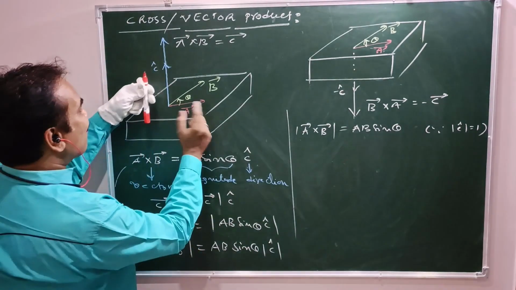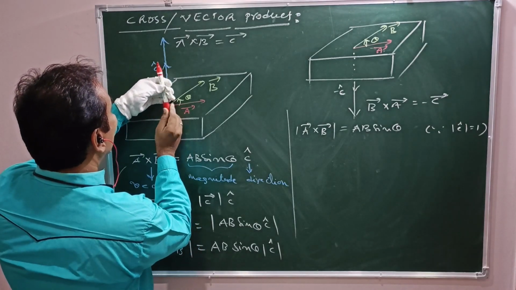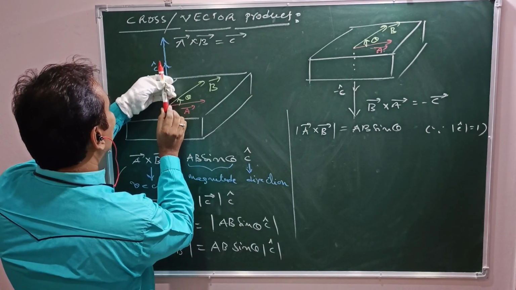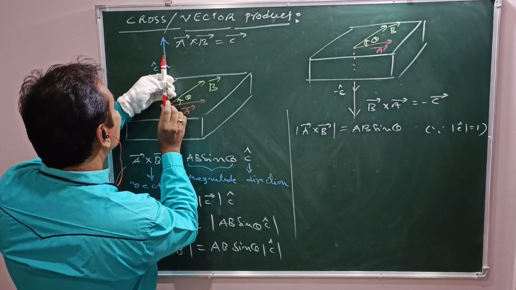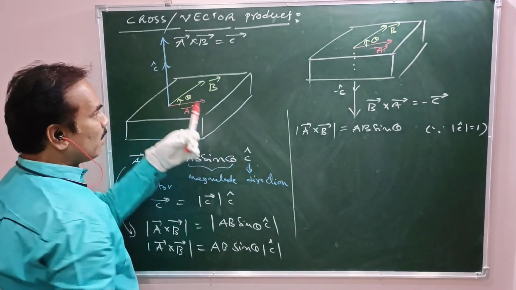Here it is A bar cross B bar in the sense. See once again, A bar cross B bar in the sense. If I rotate the head of the screw, here the tip goes upwards. The tip goes upwards, so that is the direction of A bar cross B bar.